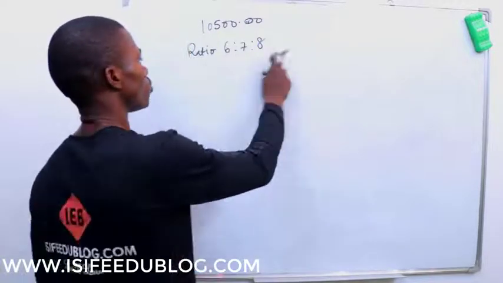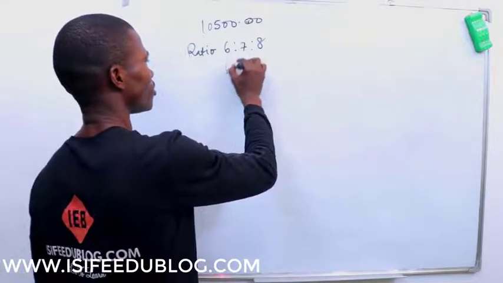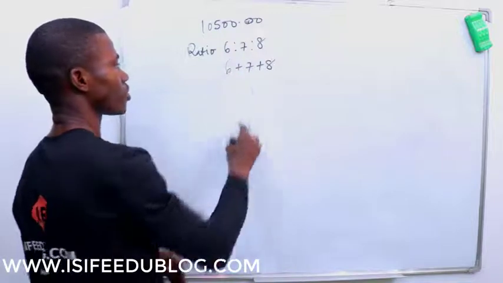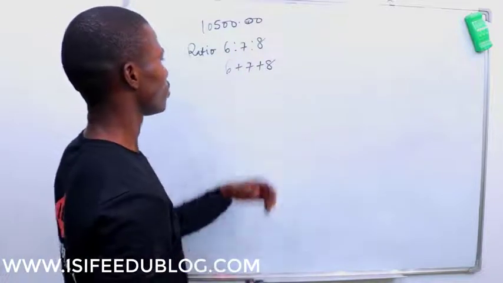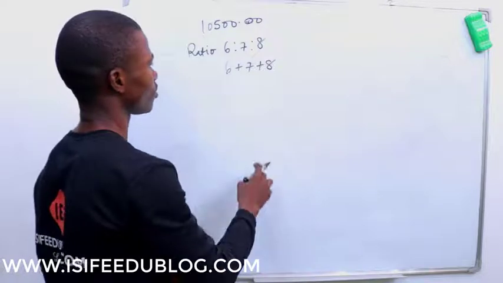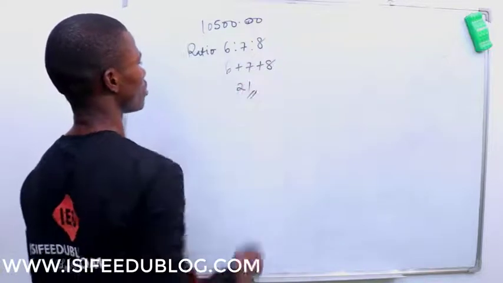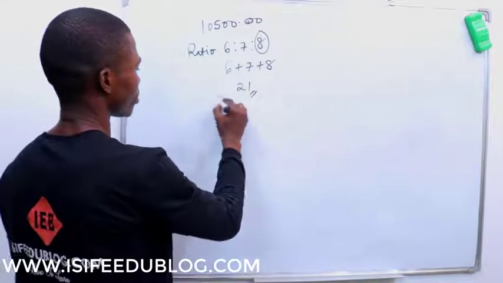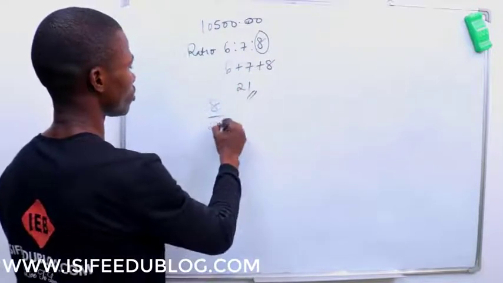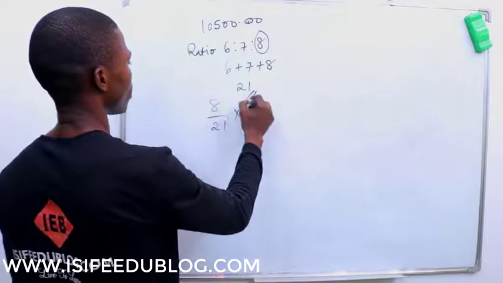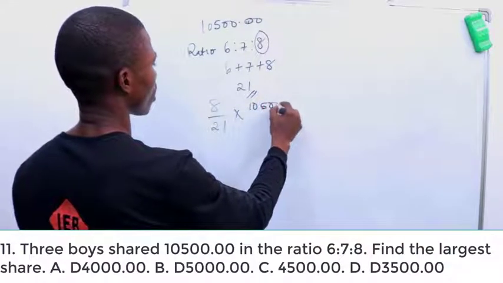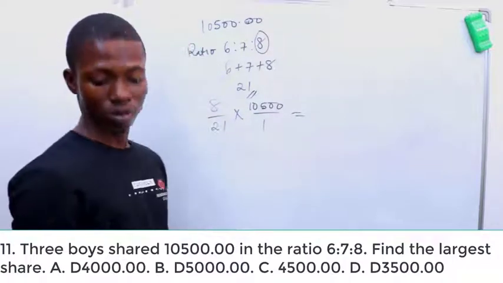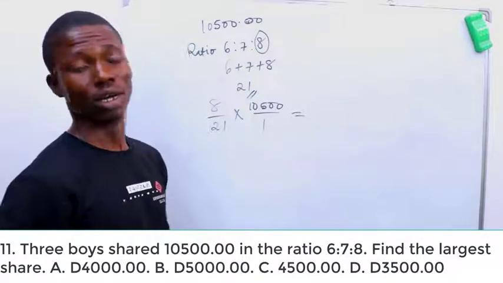Okay? So you have to sum your ratio. That is 6 plus 7 plus 8. Okay? 6 plus 7 plus 8 will give us what? 6 and 7 will give us 13, plus 8 is 21. So everything is 21. Okay? So the ratio is 8 all over the total of our ratio, which is 21, times our total. Whatever it gives is the total amount for the person with the highest share.